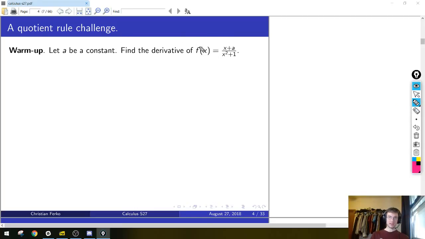If a is a constant, and we define this function f of x as x plus a over x squared plus 1, then what is the derivative f prime of x? I feel like we may have to start by breaking this into two separate functions: x over x squared plus 1 plus a over x squared plus 1. You can do that, yeah. You can either use the quotient rule directly without breaking it up, or you can break it up into two pieces and differentiate each one by linearity. That's fine.